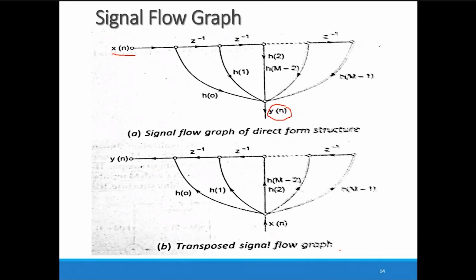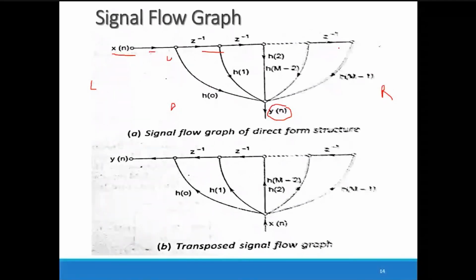In the transpose form structure, first we have to change the direction of branch transmittances. Whatever directions you see here are from left to right for the horizontal transitions, and from up to down for the vertical transitions. Whatever vertical transition, that is from up to down.